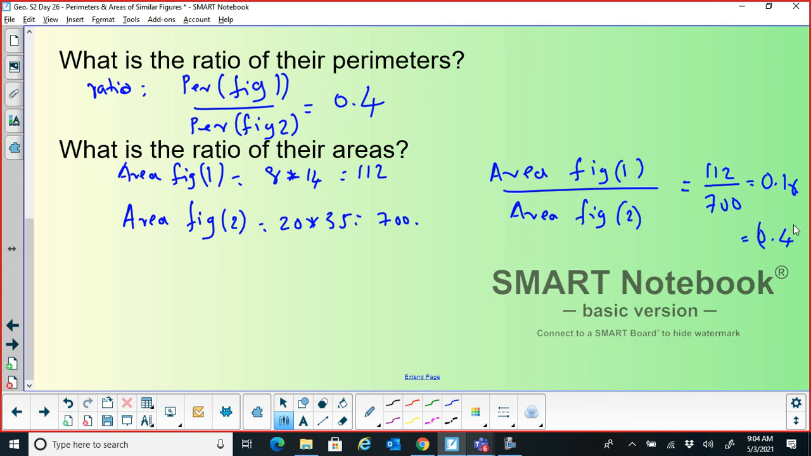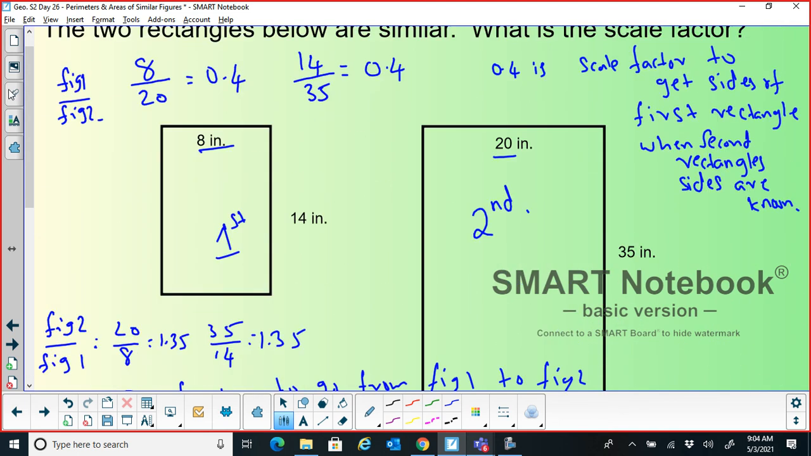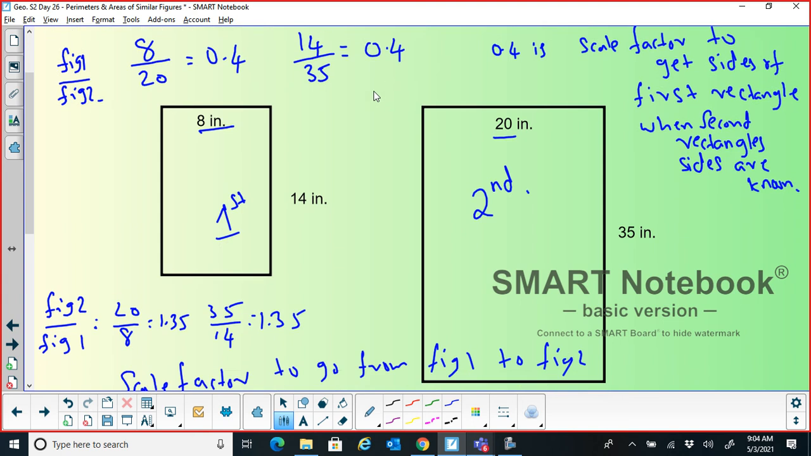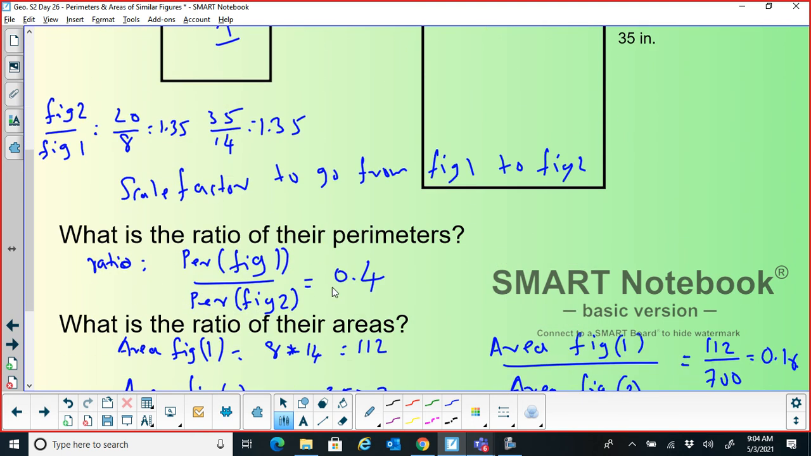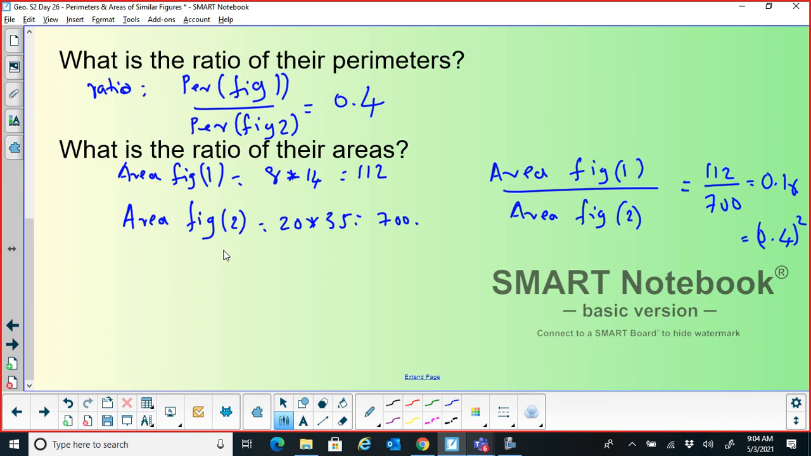So there is a pattern. The ratio of the areas is the square of the ratio of the perimeters or the sides. So the ratio of the sides was 0.4. The ratio of the perimeter was 0.4. Ratio of area is 0.4 squared. Okay, you can keep this in mind, keep this particular note.